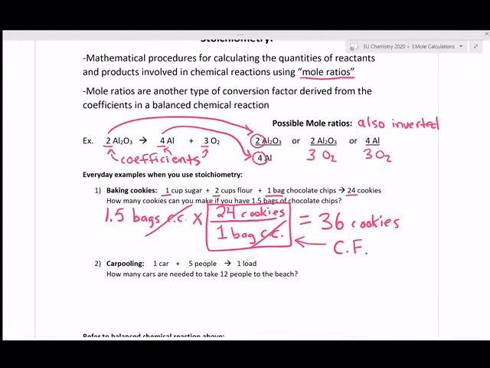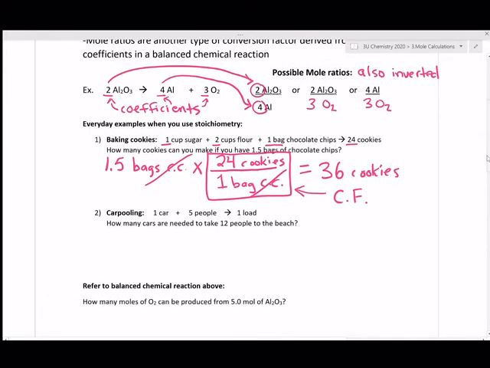So another just simple everyday example is to do with carpooling. If you and some friends were planning to go to the beach, you might need to know how many people are going to have to drive. And perhaps there's 12 people that want to go, and everyone is driving a vehicle that seats 5 people. So 1 car and 5 people is what will make up a load. So how many cars are you going to need? So we're going to start with what we have.